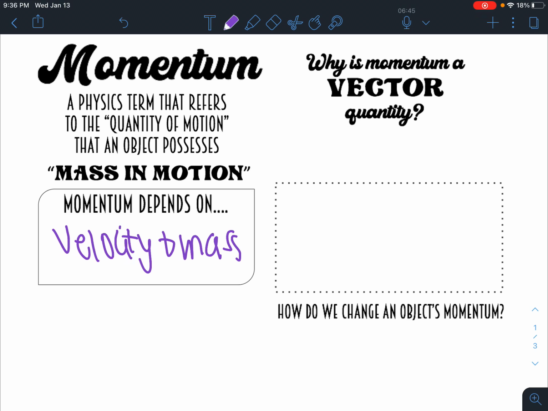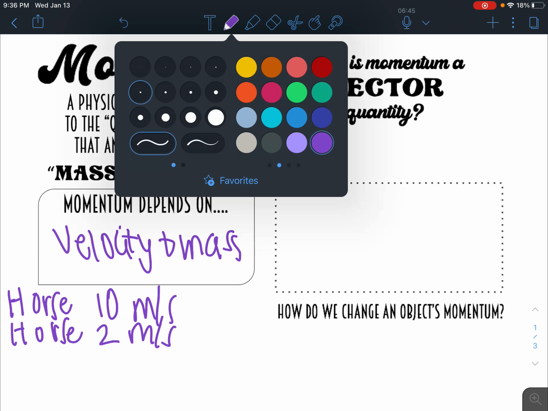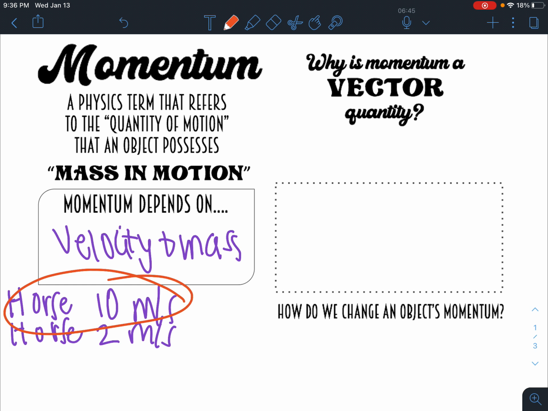Okay, so one way that we could think of this is if you think of a horse moving at 10 meters per second, and then you think of another horse moving at 2 meters per second. Obviously, the horse moving at the faster speed is going to have a greater momentum.